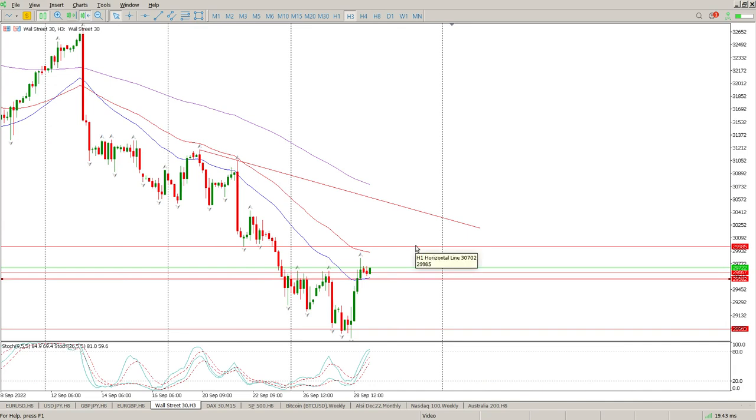If we get through this area and we start finding support, then I suspect us to get to this trend line, come back, build a base, and then all bets are off. I think we'll probably be moving up.